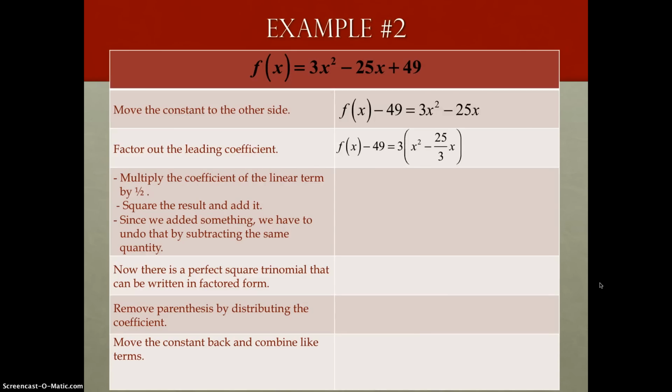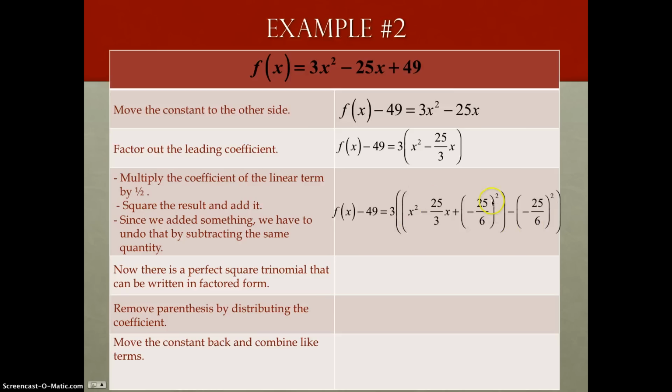So we now have to multiply 25 thirds by 1/2. So 25 thirds times 1/2 is 25 sixths. And then we have to square the result. So -25 thirds times 1/2 is -25 sixths. So we have to square that and add it so that we get a perfect square trinomial. But we have to undo that as well. So this is what we get: because we added half of 25 thirds squared, we have to subtract half of -25 thirds squared.